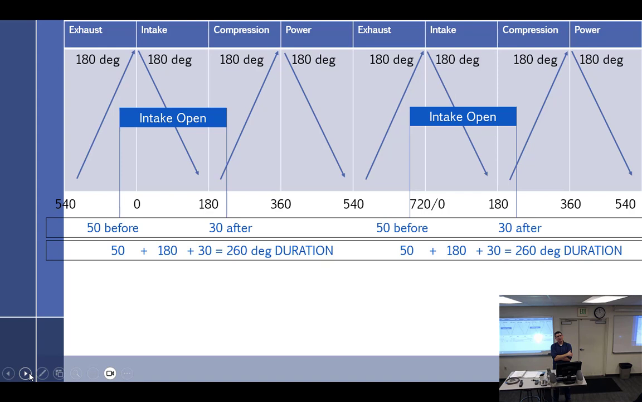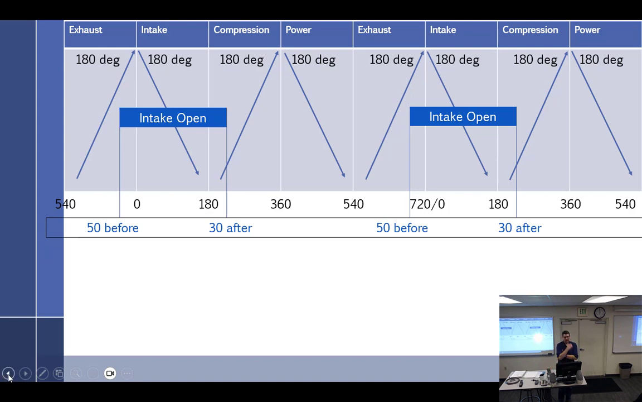260. Because this is going to be a test question, I'm telling you right now. I know it's on the Q&As. I know I wrote it. What is the duration? What does duration mean? How long it's open. How long it's off the seat. How long it is open. What is the duration of the intake valve?